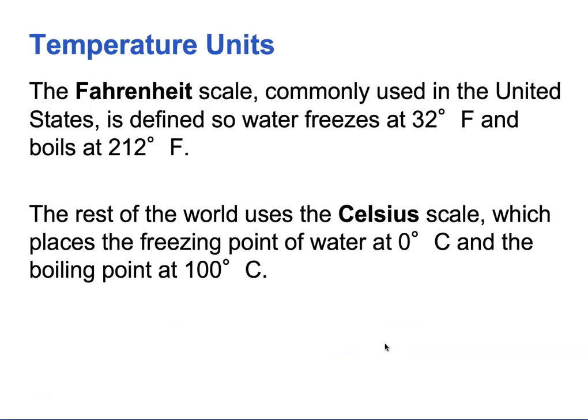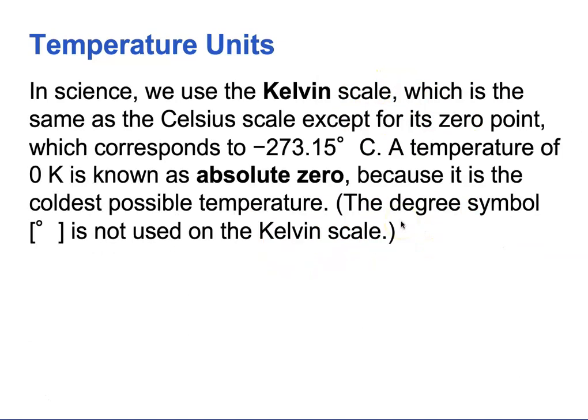All right, temperature units. A lot of you are very familiar with Fahrenheit and Celsius. When you get into measuring stuff in chemistry, you'll also realize there's another unit called Kelvin. The Fahrenheit scale, commonly used in the United States, is defined so that water freezes at 32 degrees and it boils at 212 in Fahrenheit. Notice that they have the little degree symbol and the Fahrenheit, the F is there. The rest of the world uses Celsius scale, which places the freezing point of water at 0 degrees Celsius and the boiling point at 100 degrees Celsius, making sure that you see the difference in those right there.